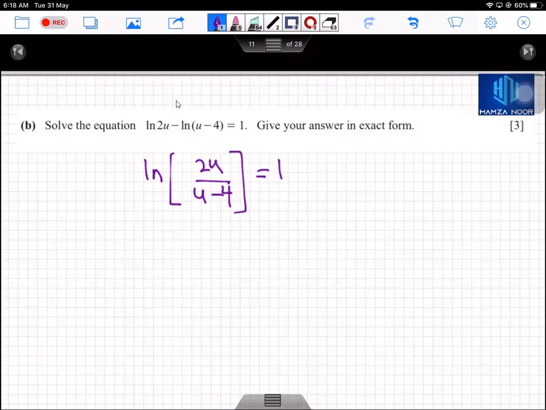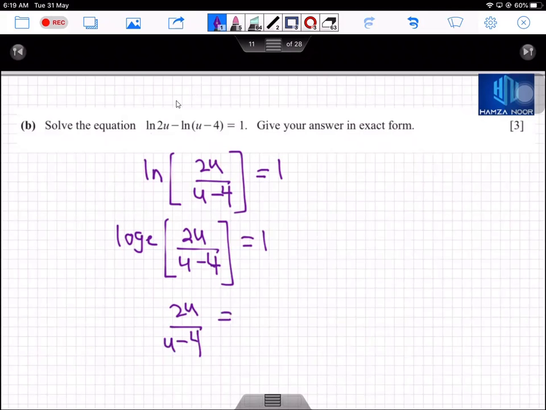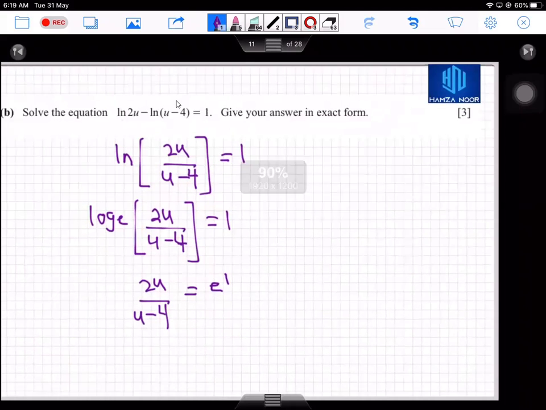So when 2u over u minus 4 is made the subject of the equation, the log is basically removed. So in the next step, what you can do is first write log with the base e of 2u upon u minus 4, and this whole thing is equal to 1. Okay, so when 2u over u minus 4 is made the subject of the equation, this will be exactly equal to e raised to the power 1. So therefore 2u is equal to e multiplied by (u minus 4).